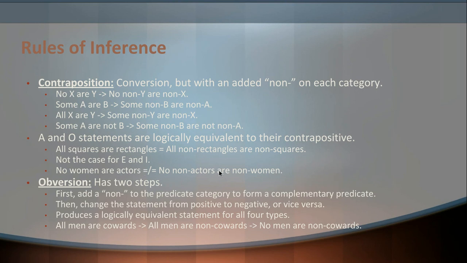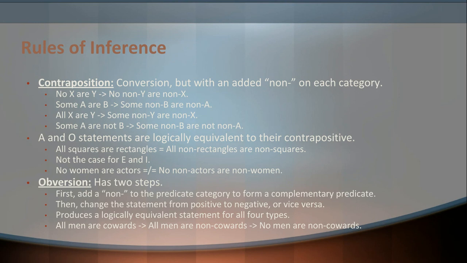So here we have a true statement and a false statement. These two are not logically equivalent. Remember, logically equivalent statements have to have the same truth value necessarily. They literally cannot have separate values. So, contraposition, flip around the terms, slap nons on it, produces logical equivalents for A and O.